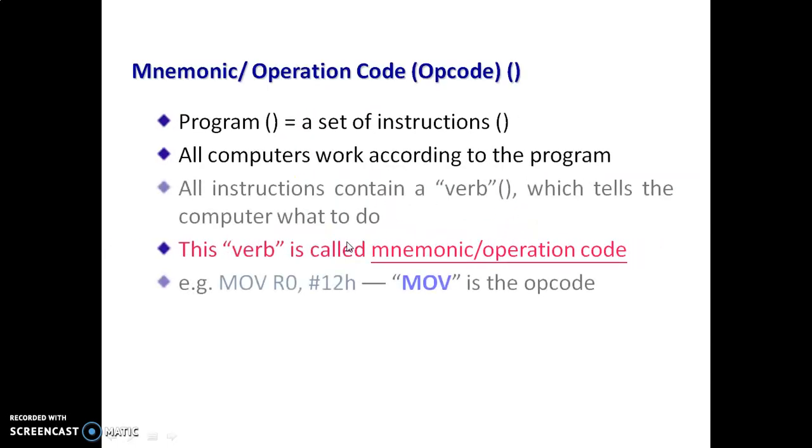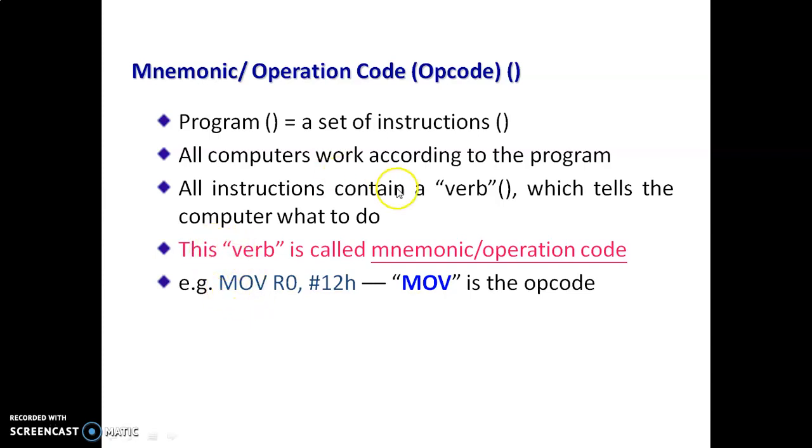Coming to the next one, the mnemonic. It is also called the opcode, or operation code. A program is nothing but a set of instructions, and all computers work according to the program. All instructions contain a verb which tells the computer what to do. This verb is called a mnemonic or operation code. For example, we have taken MOV. This MOV is called a mnemonic, or an operation code, or an opcode, and it moves the data.